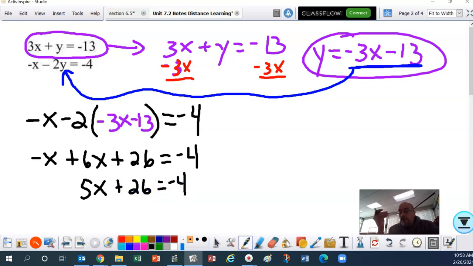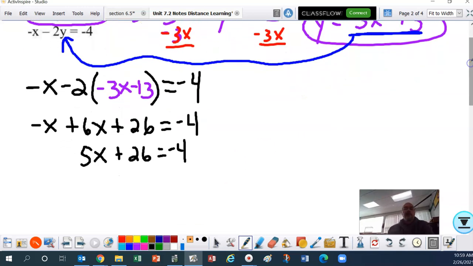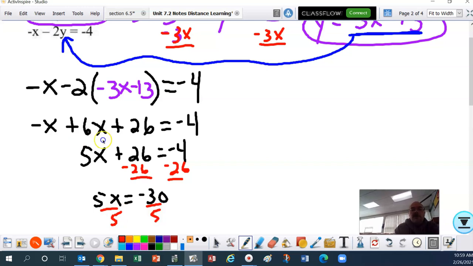Okay, now I'm still on step 2. I'm solving, I want to find what does x equal. Okay, so again, I'm going to continue with my algebra here, ladies and gentlemen. So I'm going to go minus the 26. So now I've got 5x equals negative 30. I'm going to divide by 5. And I end up with x equals negative 6. Okay, that's half of my answer.